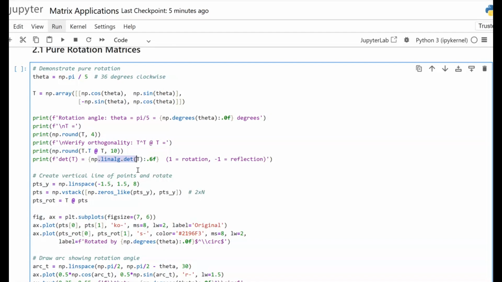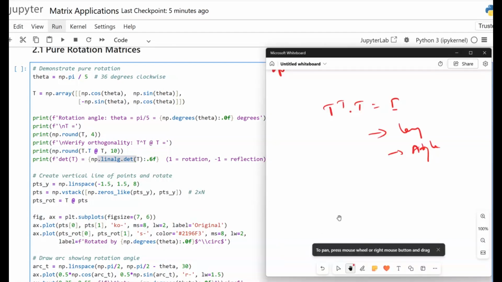Next, dear friends, we have the NumPy functionalities. This shows the determinant. For the property of rotation, the determinant of T is equal to 1. If this is positive, it is just a rotation, with no reflection. But if it is negative, it makes a reflection. So positive one is rotation, and negative one would be the reflection. Now let me move on to the next line.